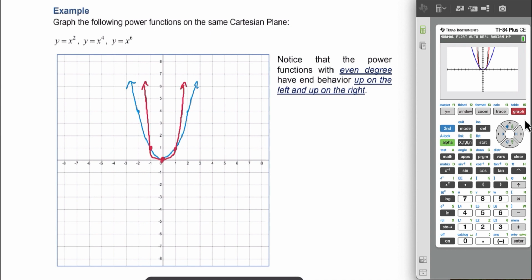And then when we look at the graph of x to the 6th, again, a little bit similar, a little bit skinnier, closer to the x-axis at the origin. But really what we're focusing on is the end behavior. Notice that all of these power functions have an even degree, and notice their end behavior. All of them point up on the left and the right.